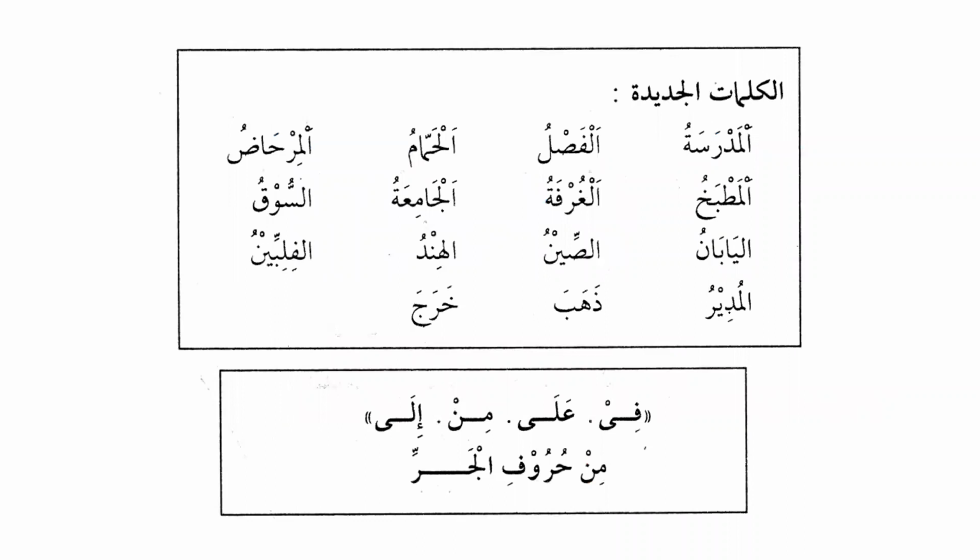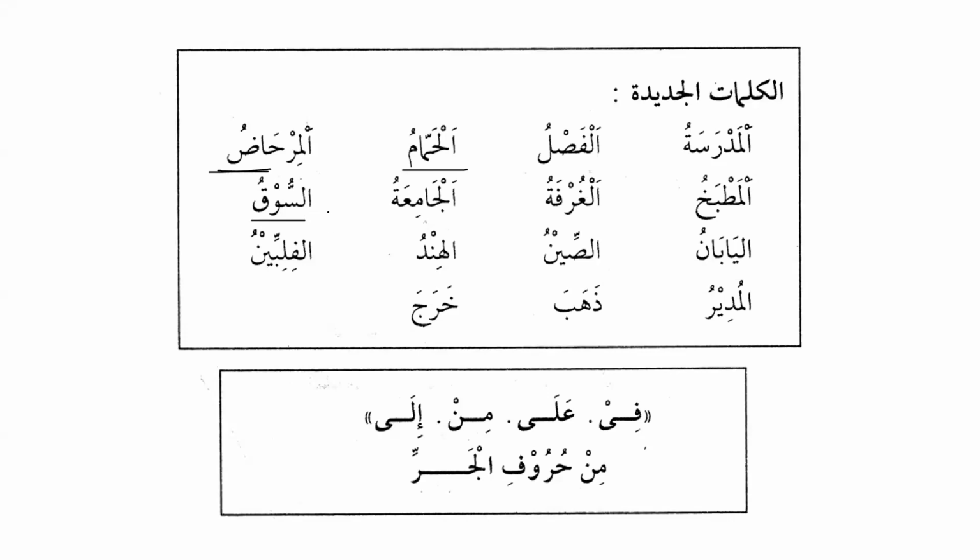Excellent. Al-kalimatu al-jadidatu, the new words we can see over here. Al-madrasatu, the school. Al-faslu, the classroom. Al-hammamu, the bathroom. Al-mirhadu, the toilet. So al-hammam is the bathroom, and al-mirhad is the toilet. It's basically the seat, commode that we sit on. Basically, it means commode, but then also it is called as toilet. Al-matbakhu, the kitchen. Al-ghurfatu, the room. Al-jami'atu, the university. As-suqu, the market.